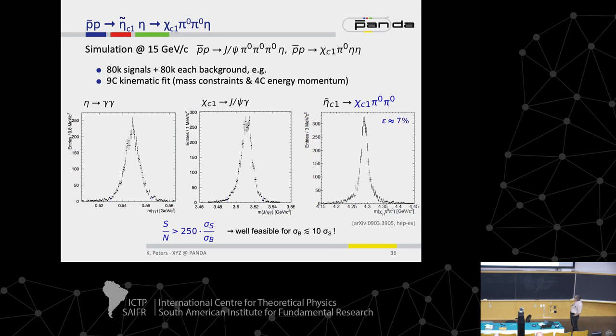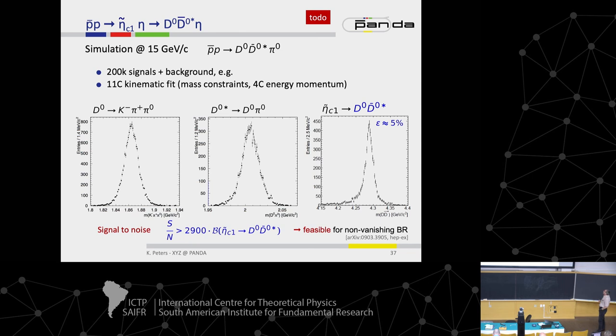We can do even for... I got the slide from somebody else. I don't know what the last line really means. But you see the quality of the signal, so I hope this is convincing enough. And the same here for D D-bar, but that's all without background. You also see here the eta_c1 going to D0 D0-bar. That's all made in the group of Bochum from colleagues of Ulrich Wiedner.